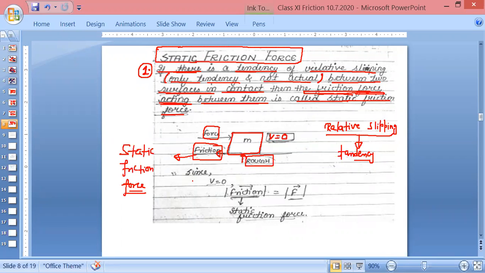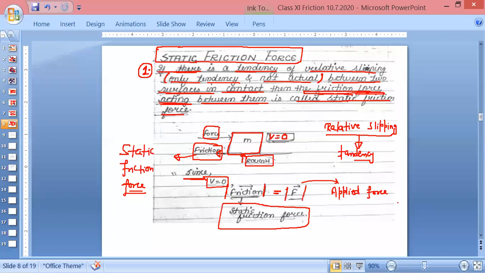As seen in the practical graph and practical observation, when the velocity is zero, the magnitude of friction force is equal to the force applied. This is the static friction force, and this one is the applied force. When the block has not moved, meaning the velocity of the block is zero, the magnitude of friction force will be equal to the magnitude of applied force.